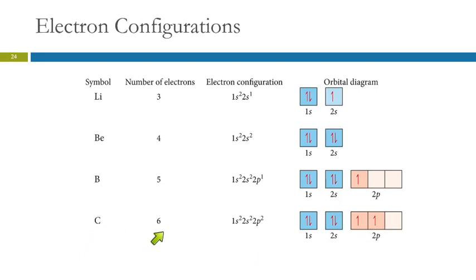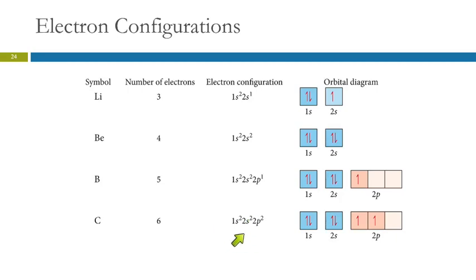So for carbon with its 6 electrons, the electrons are going to go first one in here, and then that guy's going to pair up, and then one in here, and that guy's going to pair up. And then these guys are going to each take their own bed. Because they can. Who wouldn't?